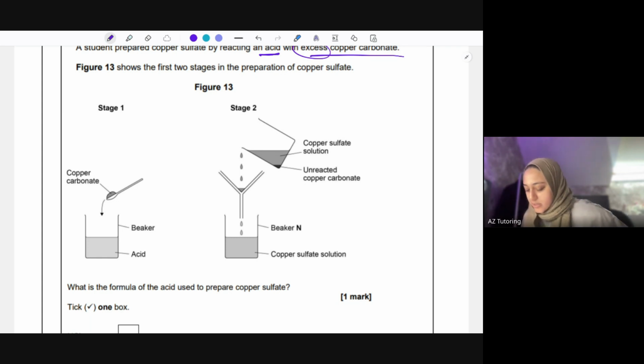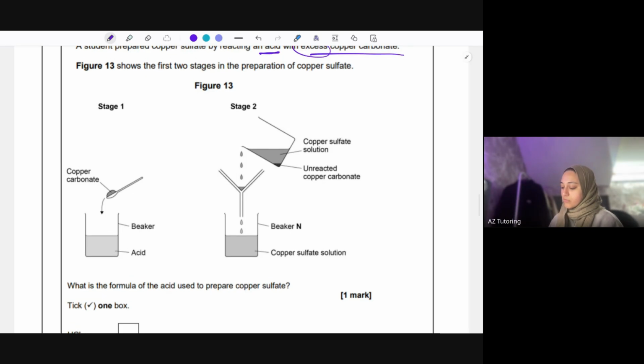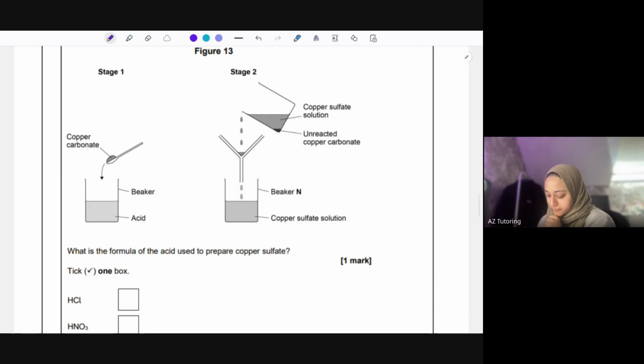It says figure 13 shows the first 2 stages in the preparation of copper sulfate. So we've got stage 1. They've got copper carbonate, they've got a beaker and acid, and they're putting the copper carbonate inside. Then in stage 2, they get their solution and they're filtering it, so they're putting it through filter paper.